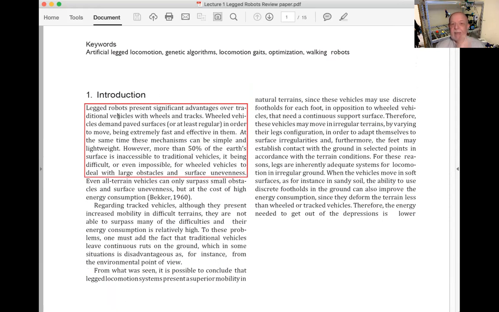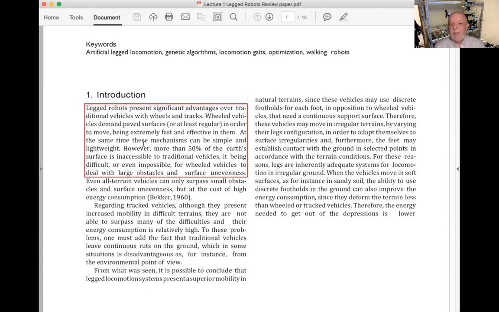And really what it's saying is that legged robots traditionally have advantages over what we might see as more obvious robots with wheels and tracks. The problem is, as it says here, at least 50% of the world's surface isn't nice and smooth, and therefore wheeled and tracked robots have problems getting over it. So there's a justification for saying that legged robots might be quite useful.